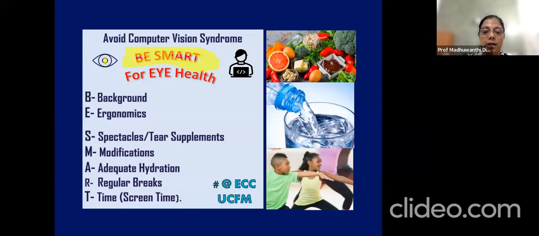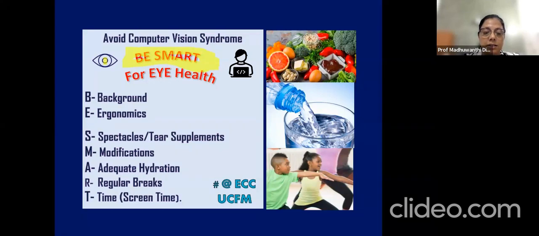You can always enlarge, magnify, and get it the way that is comfortable for you. Then A is for adequate hydration. It is very important to drink adequate amounts of water. Adequate hydration is important, especially for children and older people, and also people who are having other problems, such as those on antihypertensives, and patients who are having rheumatoid arthritis and other conditions, who are more prone to get dry eye. So therefore adequate hydration is important.